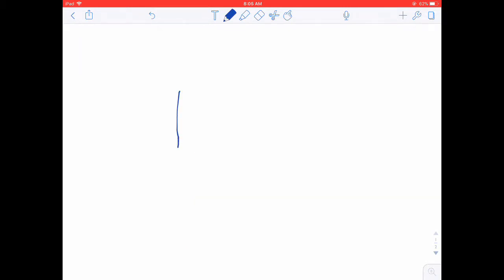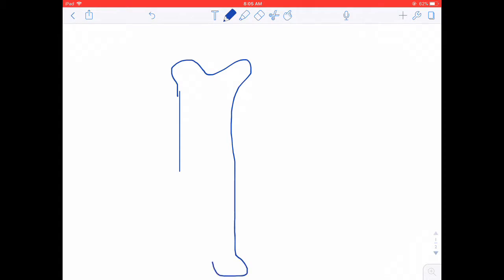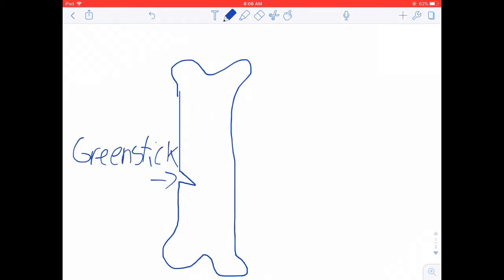Here I am drawing a greenstick fracture. A greenstick fracture occurs when a bone bends and cracks instead of breaking completely into separate pieces. This fracture is most common in children younger than 10 years old. This is true because children's bones are softer and more flexible than the bones of adults.